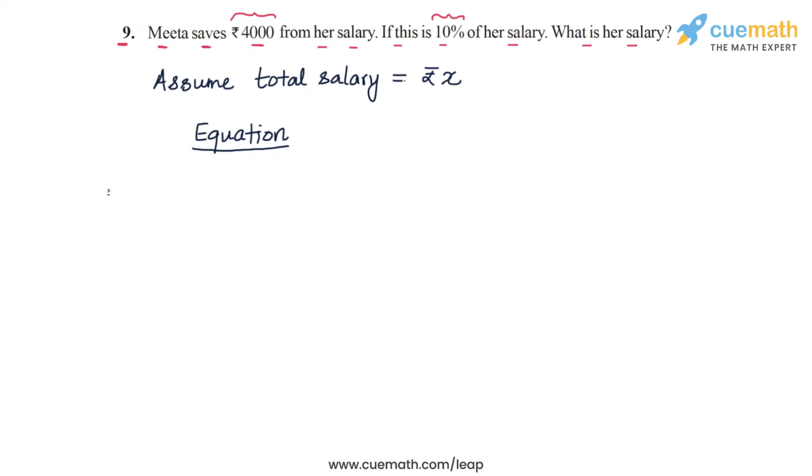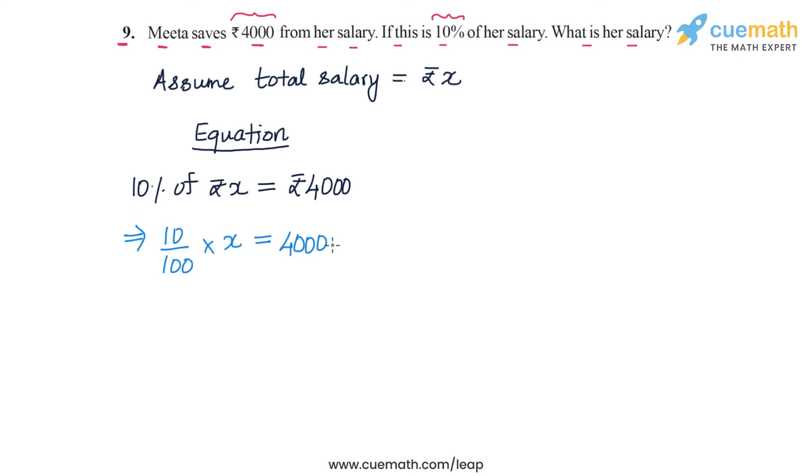So we make use of the fact that 10% of her salary is 4,000, or 10% of X is 4,000. So we can write 10% of rupees X, which is her total salary, must be equal to her savings, which is rupees 4,000. And from here we can set up an equation in X. 10% of rupees X can be written as 10 by 100 into X, and on the right side we have this equal to 4,000. So this is an equation in X now, which we can solve to find the value of X.